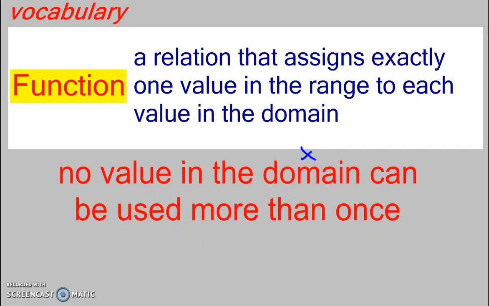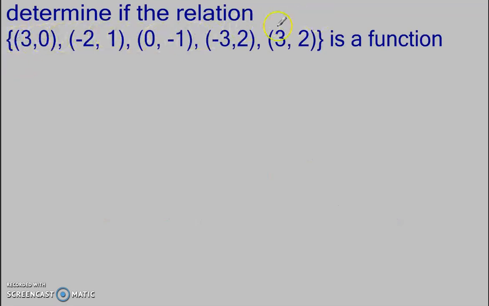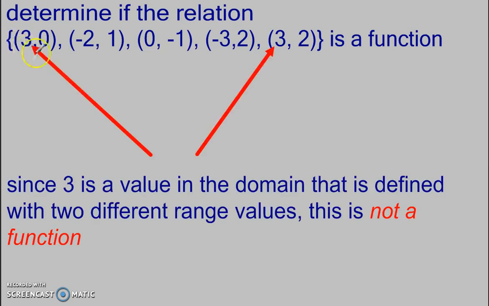So if we want to analyze and see whether it is a function, let's look at this relation right here. We'll look at all the x values. Really, I am not interested in the y values. Let's just look at the domain, just the x values. Notice here, 3 is paired with 0, and 3 is paired with 2. And since no value in the domain, no x, can repeat, no value in the domain can be used more than once. Since 3 repeats, this is not a function.